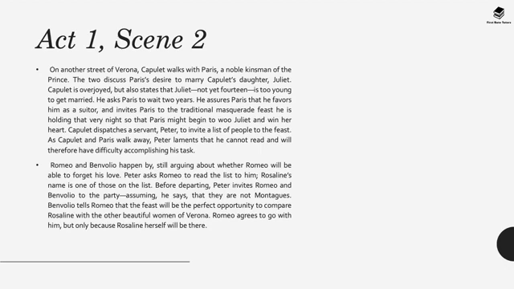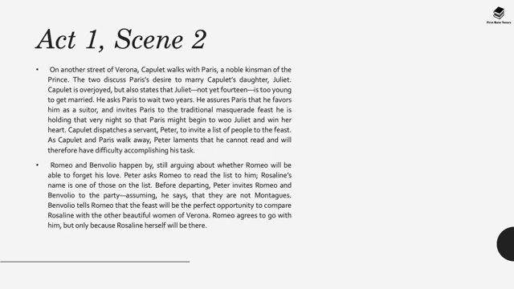Romeo and Benvolio happen to be going around and still arguing on whether Romeo can forget his love for Rosaline. Peter then asks Romeo to read the list to him, the list that Lord Capulet had prepared for this masquerade feast, because Peter, a simple servant, is actually illiterate.